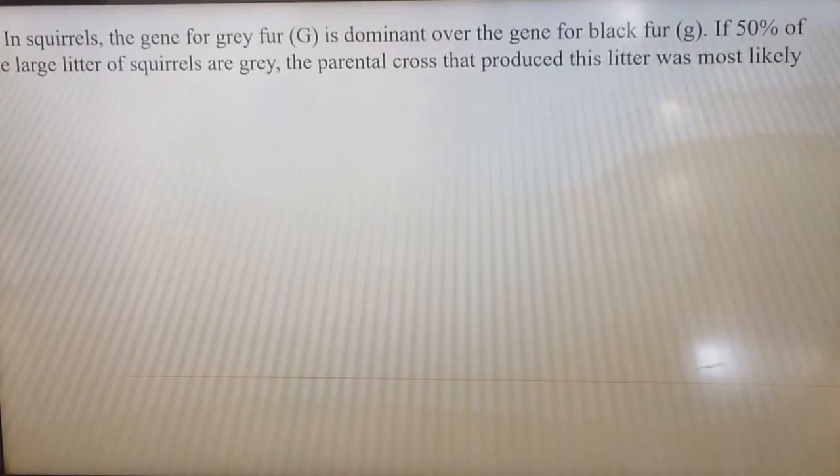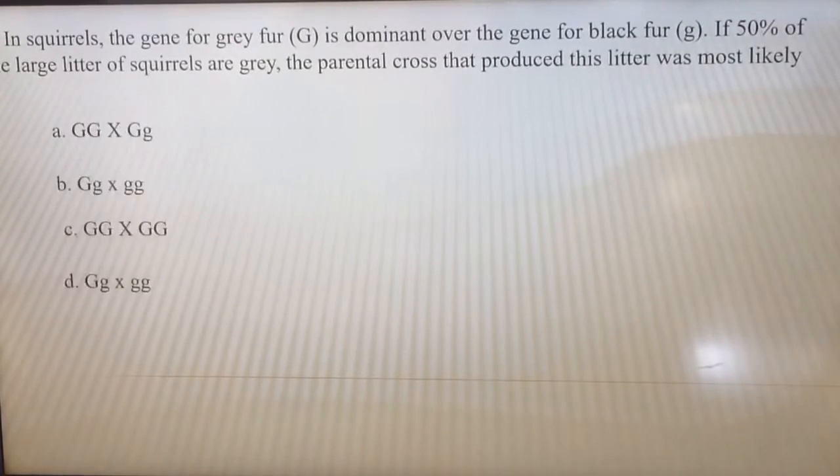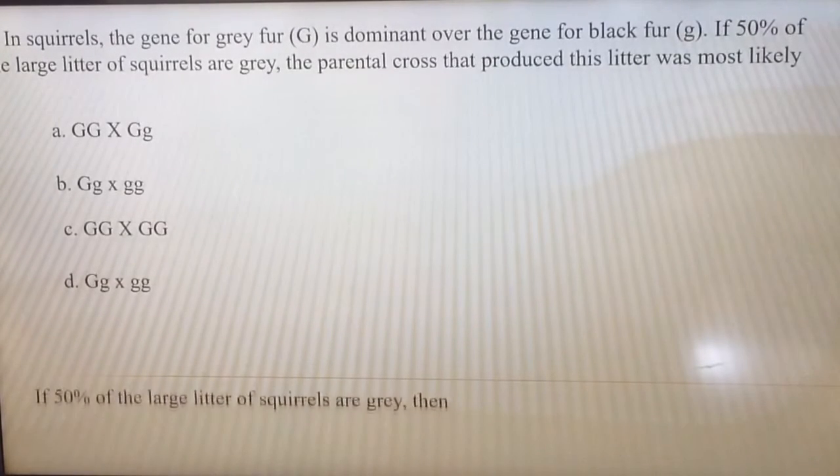Again, in squirrels, the gene for grey fur controlled by dominant G is dominant over the gene for black fur controlled by recessive allele small g. If 50% of the litter of squirrels are grey, the parental cross that produced this litter was most likely. Let's consider this is the answer which has been given. Let's consider it in this manner.